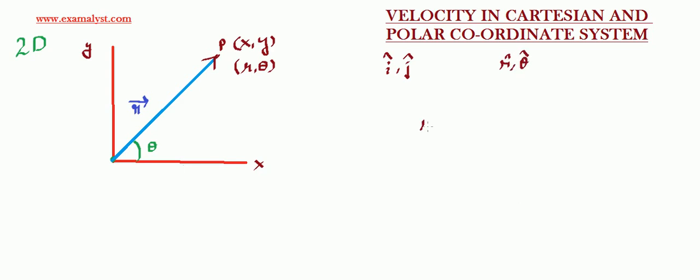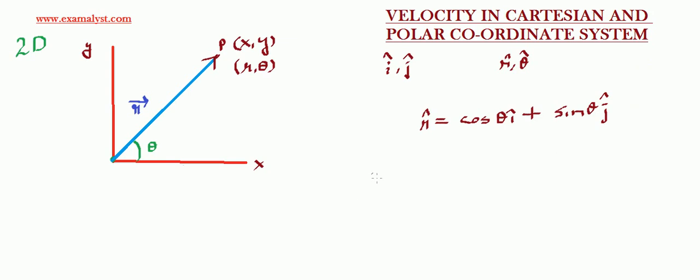We saw in our last couple of lectures r cap was found to be cos theta i cap plus sin theta j cap. Now the question is, can we find a similar representation for theta cap? So how does theta cap look if written in i and j? This is our main idea now.